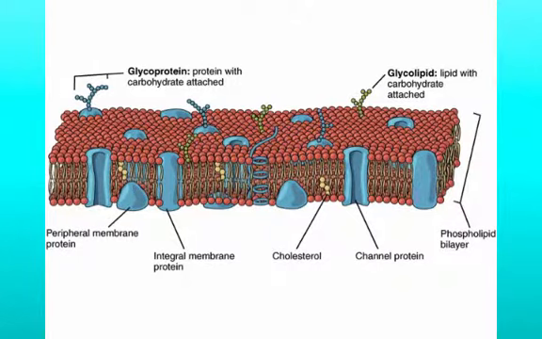The phospholipid bilayer, the proteins, and the carbohydrates all play an important role in providing a barrier for the cell from its external environment, but it also helps to bring nutrients into the cell and to get the waste products and cell secretions out of the cell.